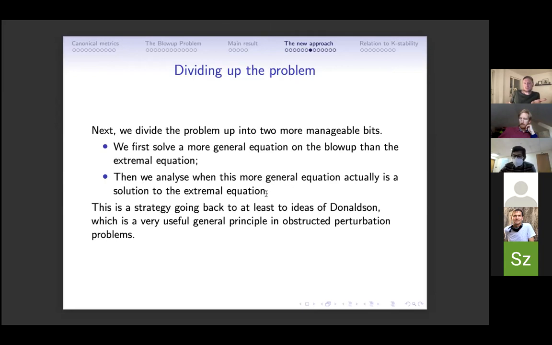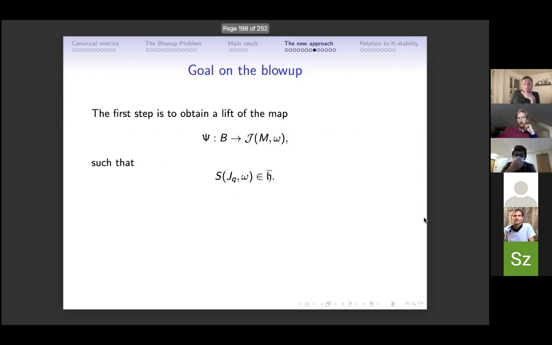So from the analytic point of view, this is a bit easier. The first step is easier anyway, but you're not solving the equation you care about, so you have to do something more. I know this kind of strategy of dividing the problem up into two bits from ideas going back to at least Donaldson, but I'm sure it goes further back than that as well. So that's where I know it from.